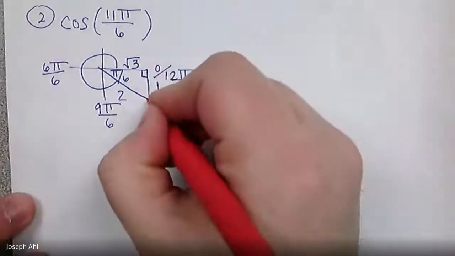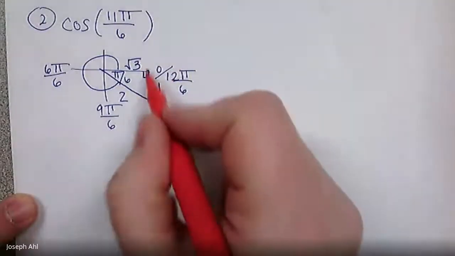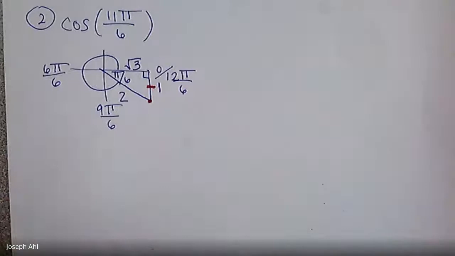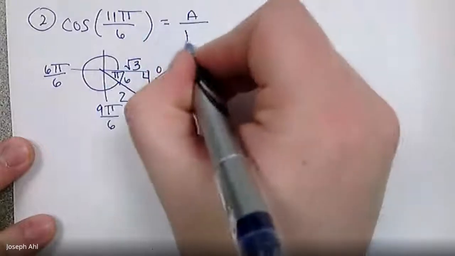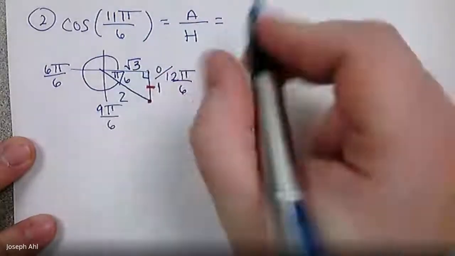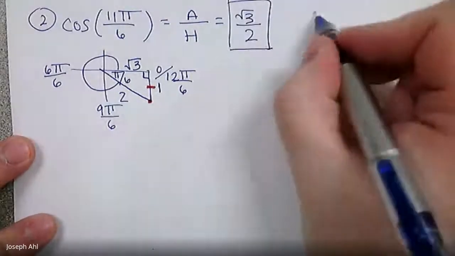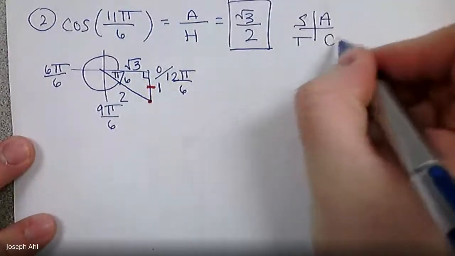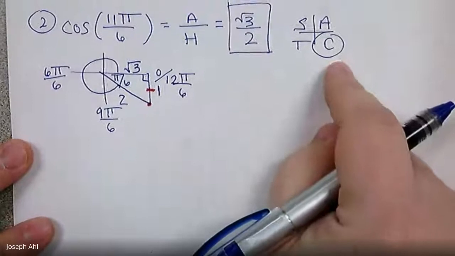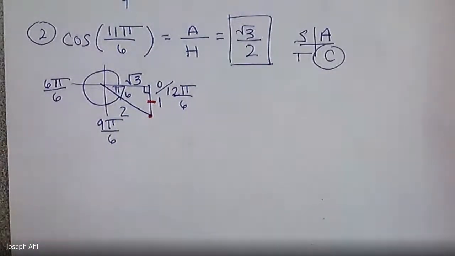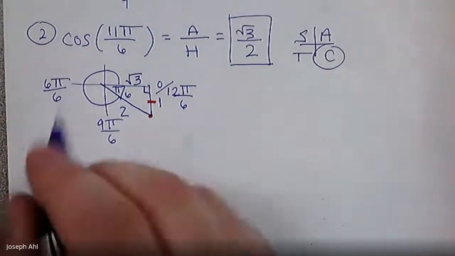All right, to get to this point, do I need any negatives? Yep, I'm going down into quadrant 4, so the 1 should be the negative. Cosine's the ratio of adjacent over hypotenuse, so the adjacent is radical 3, and the hypotenuse is 2. So the final answer is radical 3 over 2. Makes sense that it's positive. The All-Star Trig class tells me that in quadrant 4, cosine is in fact positive. So it makes sense there.